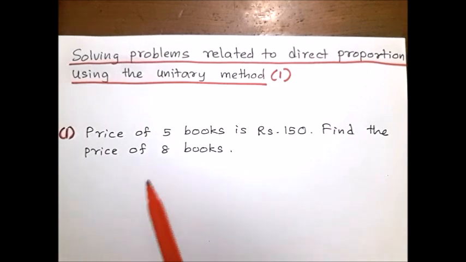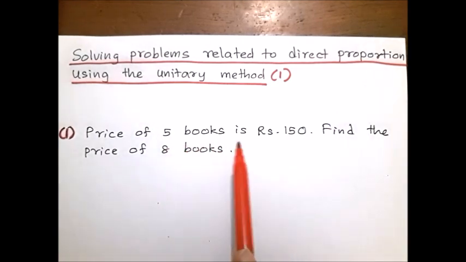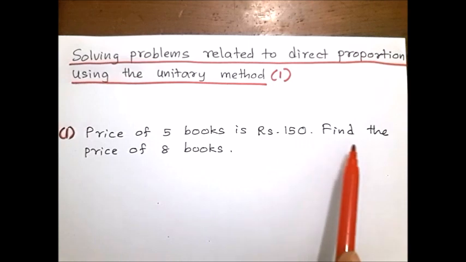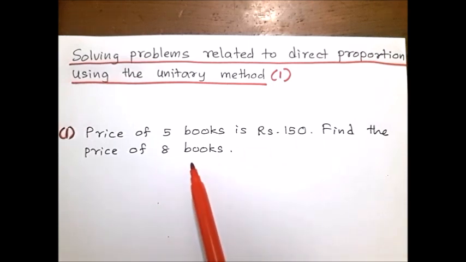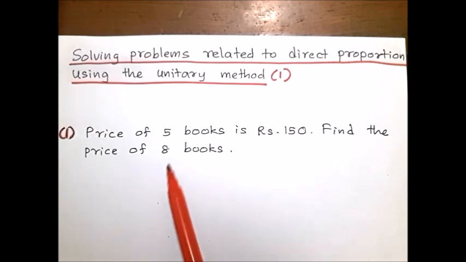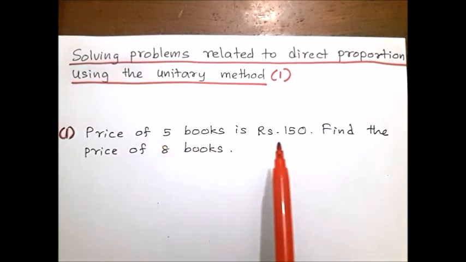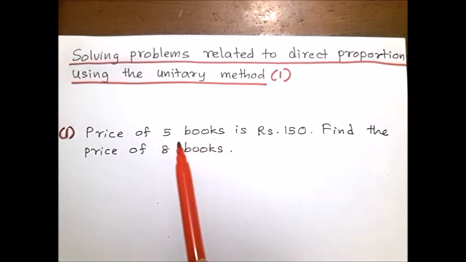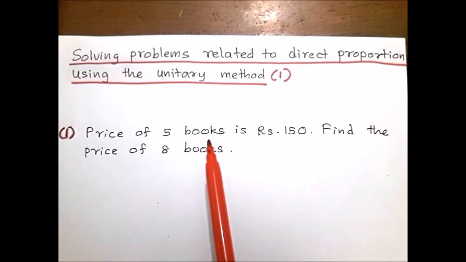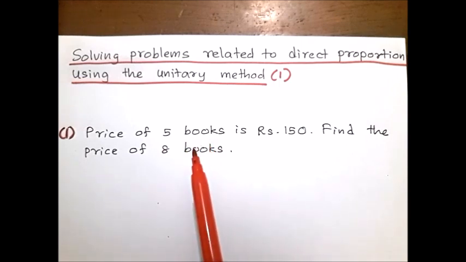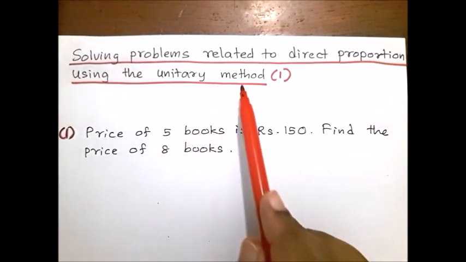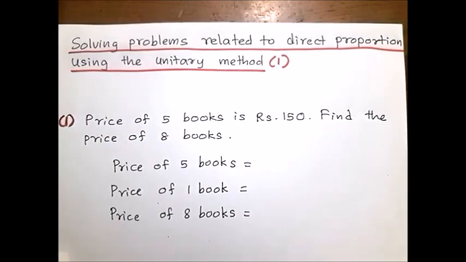First example: the price of 5 books is 150. Then find the price of 8 books. In this method, first you have to find the value of a unit. It is called the unitary method. Here the price of 5 books is 150. First find the price of 1 book. When you are finding the value of 1 unit, it is called the unitary method.